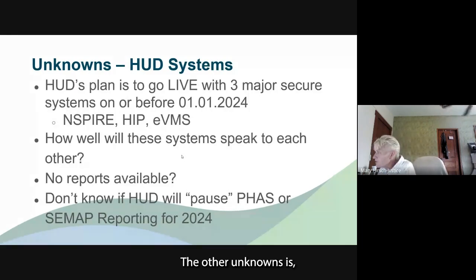The other unknown is HUD going live with three major systems on or before 1/1 of '24. So we're dealing with NSPIRE, HIP, EVMS. And what we don't know is how well these systems are going to talk to each other. No clue. We have no reports available that we can test to see how these systems are going to interact with each other. We don't know. The other unknown is, will HUD maybe pause FOS and CMAQ reporting for 2024? Again, don't know. I haven't seen anything on that yet.